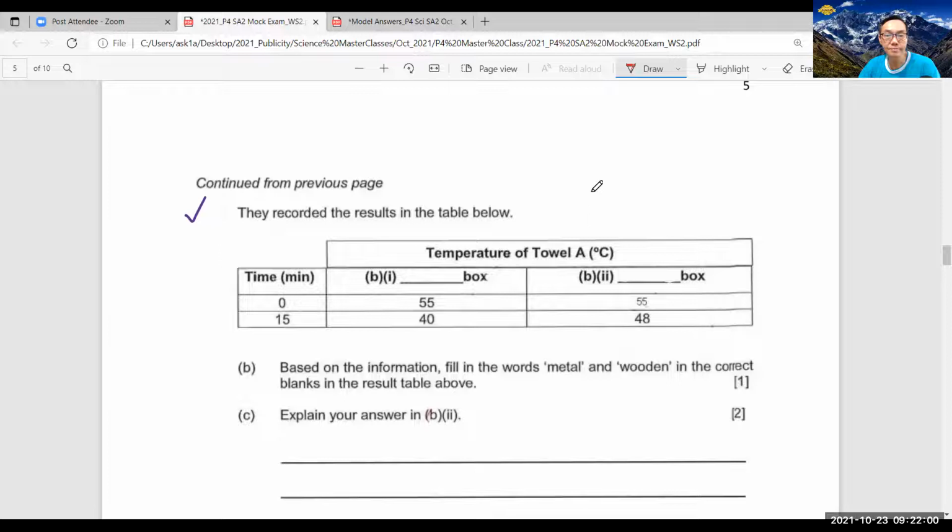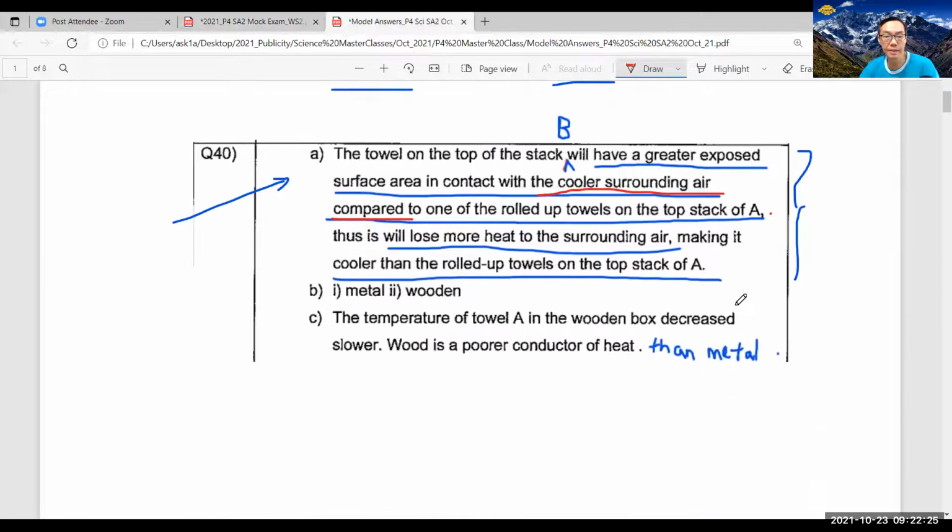So here, students are supposed to put here and here, identify the boxes. What they need to see is initially both temperatures are the same, and in this box it is lower. So it means that this box here is a better conductor of heat, and you're supposed to explain your answer here. So this is the model answer.